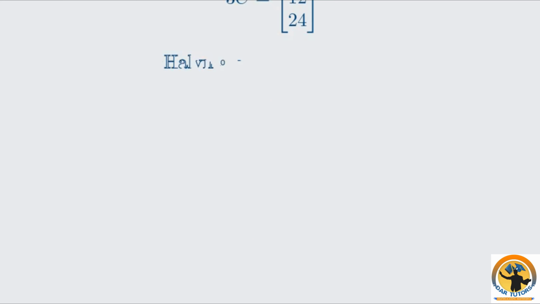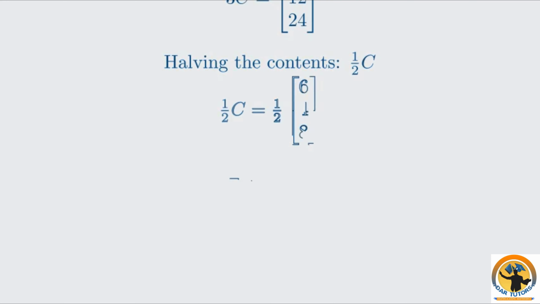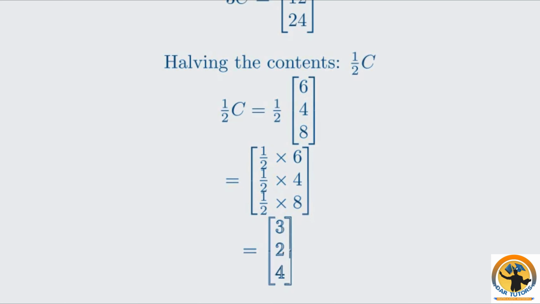For instance, to find half the contents, we multiply by the scalar 1/2. Multiplying each element by 1/2 gives us a matrix representing half the original amount. This operation is incredibly versatile. It allows us to scale data up or down, or even reverse its sign. We have now covered scalar multiplication, completing our second objective of performing matrix operations.